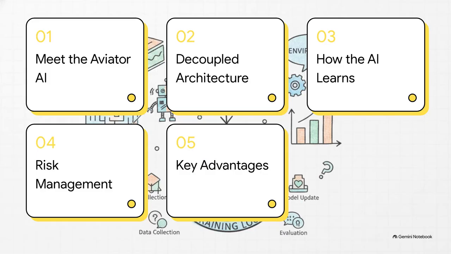Here is our roadmap for the teardown. We'll start with 1. Meet the Aviator AI. Then 2. Decoupled microservice architecture. Next up is 3. How the AI learns, followed by 4. Guardrails and risk management. And we'll wrap up with 5. The system's key advantages. Let's get right into it.